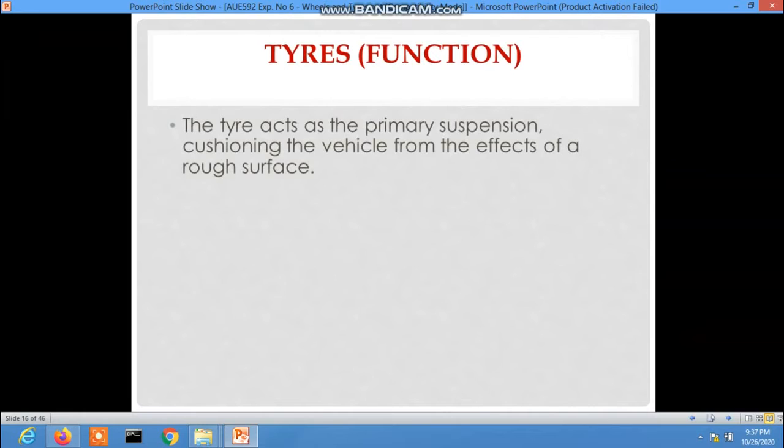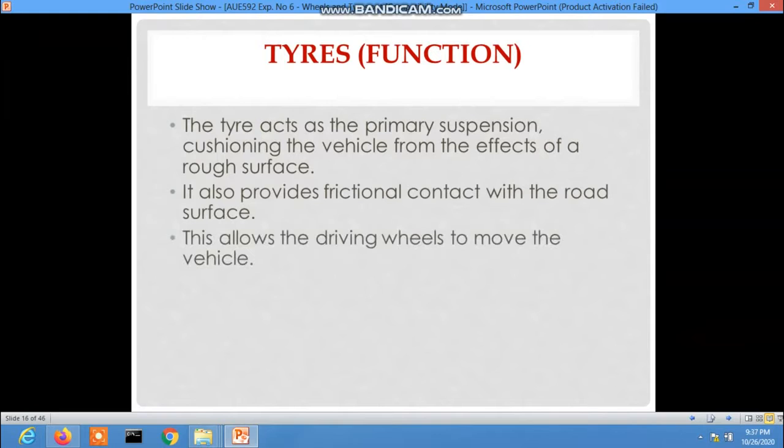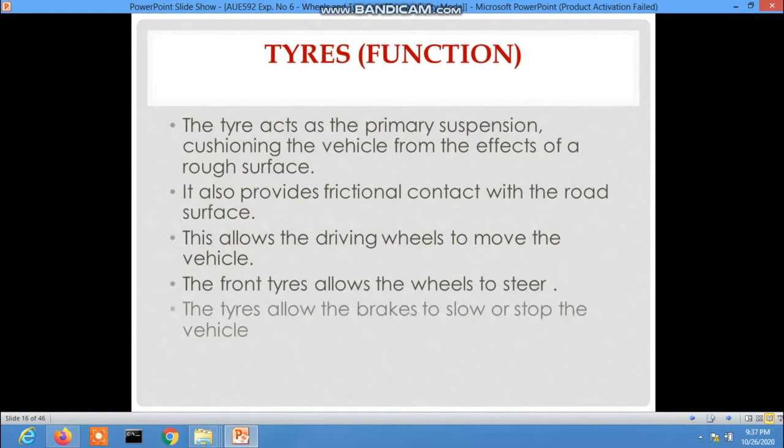Now tire functions. First, the tire acts as a primary suspension, cushioning the vehicle from the effect of a rough surface. Second, it provides a functional contact with the road surface. Third, it allows the driving wheel to move the vehicle. Fourth, the front tire allows the wheels to steer. The tire also allows the brakes to slow or stop the vehicle.